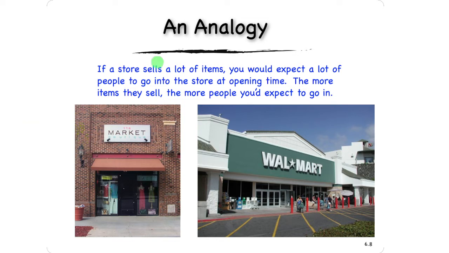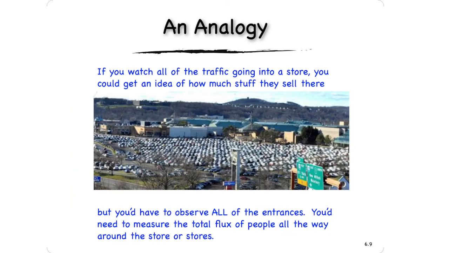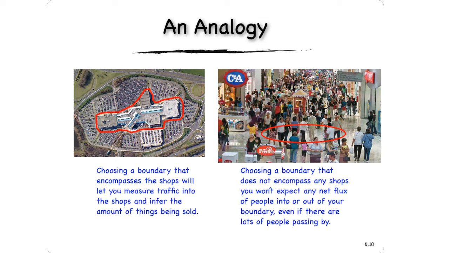Now, in order to do that, you'd have to observe all the entrances. So if you have a mall, it's not enough just to stand at one door and measure how many people come in, because there might be people coming in a different door. So what you'd have to do is mark out a perimeter that goes all the way around. And if it were a mall, you could do that perimeter near the building and count how many people go in. Or you could do the perimeter further out, like around the parking lot, and count how many people come in.